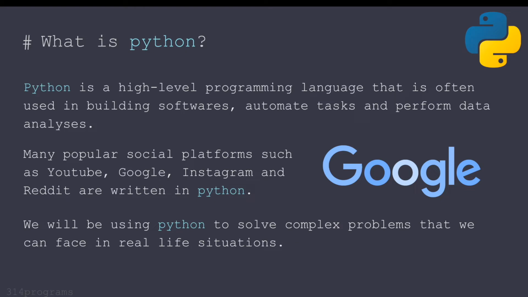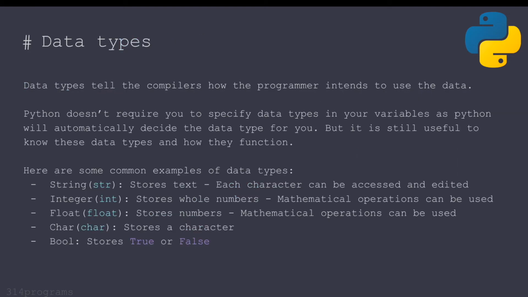We'll be using Python to solve complex problems that we can face in real-life situations. First of all, we'll be talking about the data types used in Python. Data types tell the compiler how the programmer intends to use the data. Compilers are special programs that translate our programming language into a language that machines can understand.